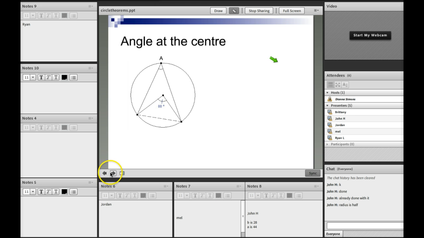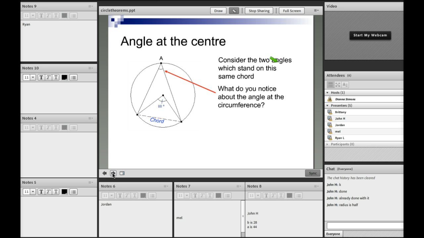So, angles at the center. If we have a center angle that's 88, okay, that's the same chord, but what do you notice about the angle at the circumference? What do you guys notice about this angle compared to this angle? Say again? It's smaller, right? And it is actually half the center angle.